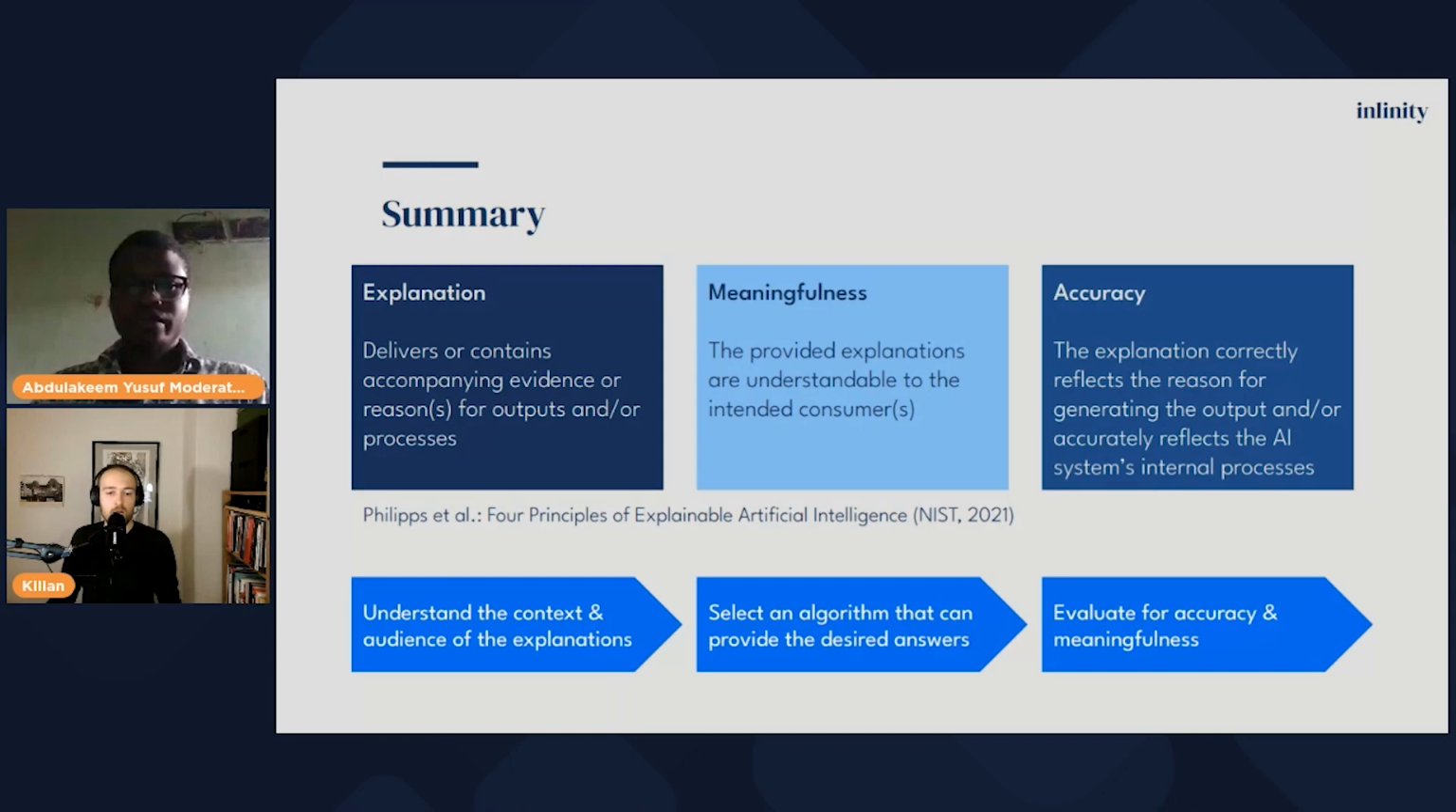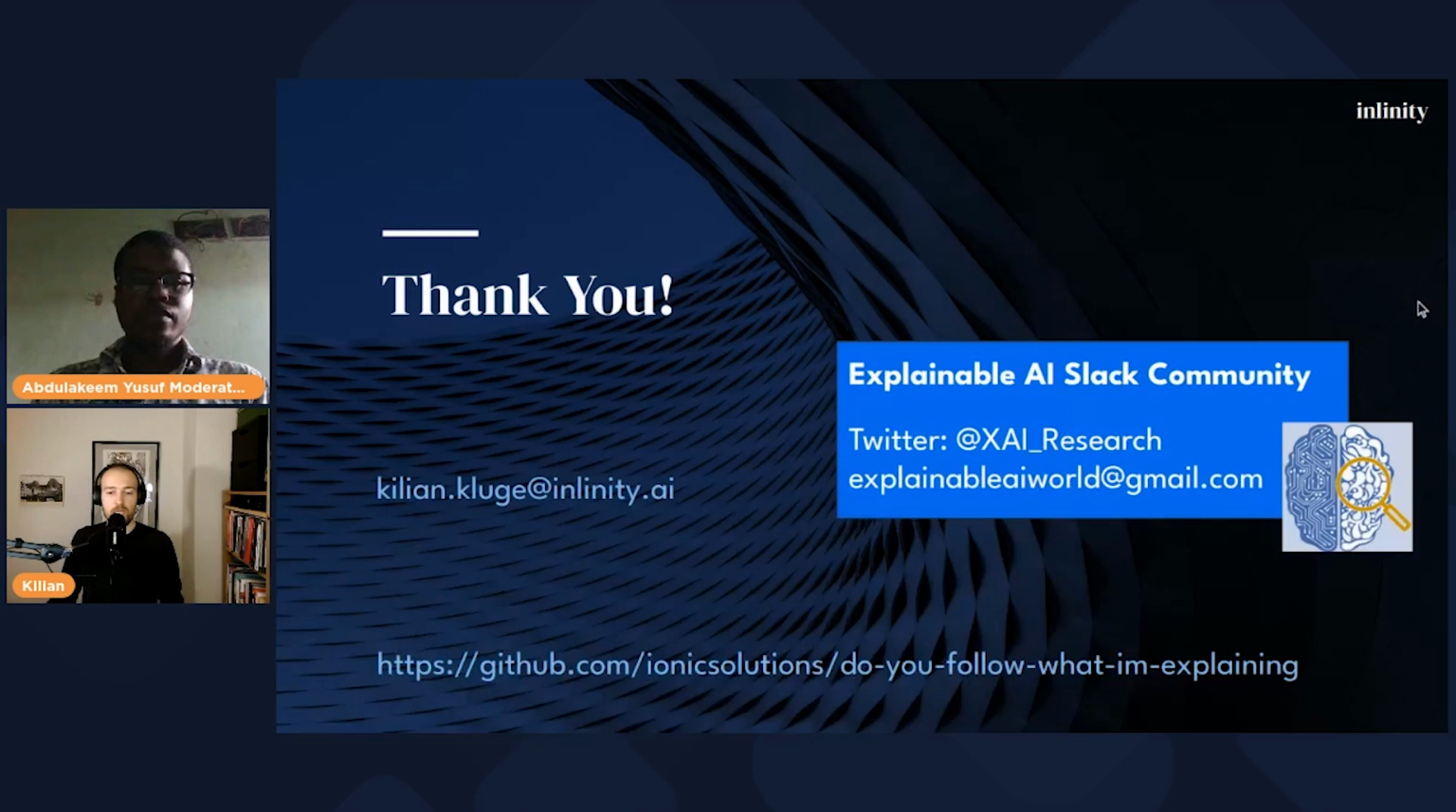Thank you. So you can see my summary slide here. We've talked about explanations, we talked about meaningfulness, we talked about accuracy. And in the last couple of minutes, I walked you through an example of how to actually do this in practice, which starts with understanding the context and the audience, then the selection of an algorithm that can provide the desired answers, and then evaluating everything for accuracy and meaningfulness. Now I'm happy to take a couple of questions.